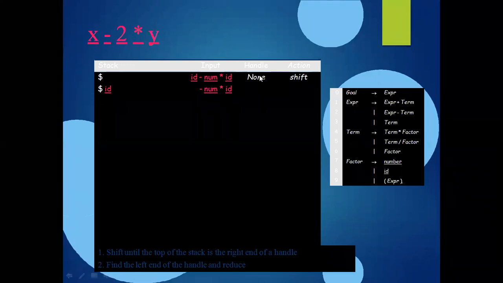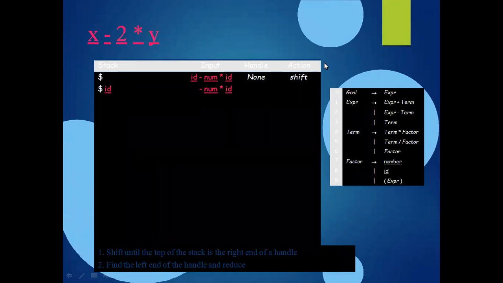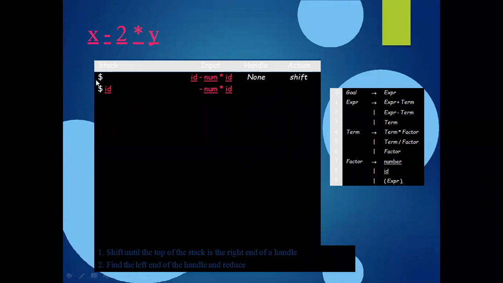Initially, we are not handling any substrings in the given string. It is none. And starting from the action, now we need to shift. To handle the substring, we need to perform the operation shift. That means we are pushing this id onto the stack by performing the action shift, because initially the stack is empty, right? By this operation, this id is pushed onto the stack, right? Now nothing we handle here.